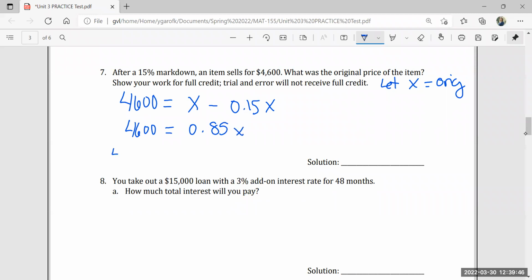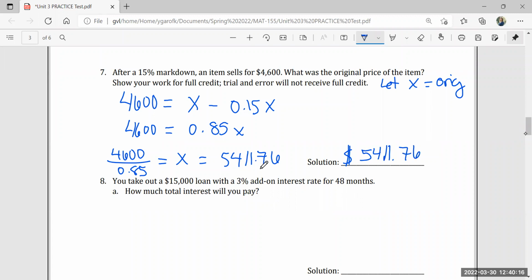And then we see that 4,600 divided by 0.85 is going to be x, which is going to give us $5,411.76. So the original price here was $5,411.76. Now remember, you can always check this.